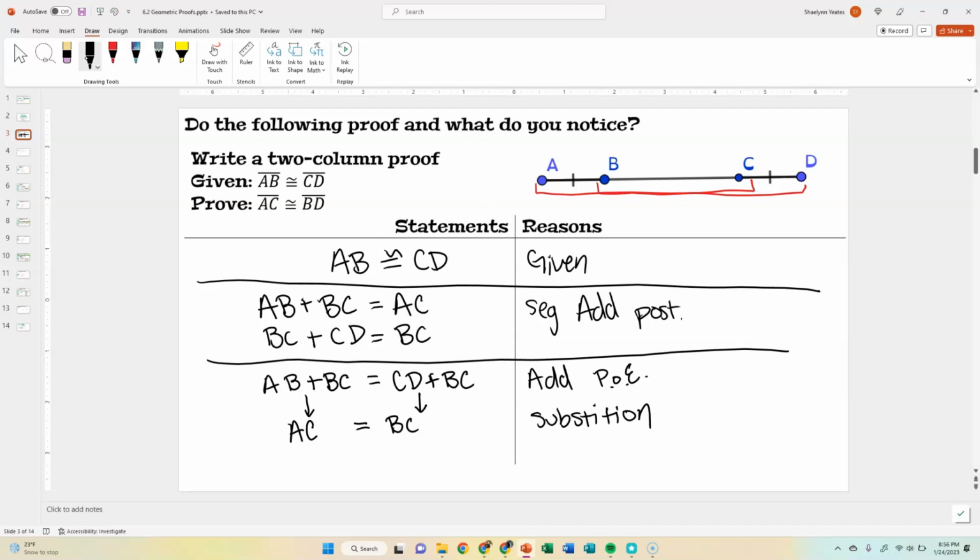Substitution. I missed a T. Dang it. Substitution. There we go. Look at us go.